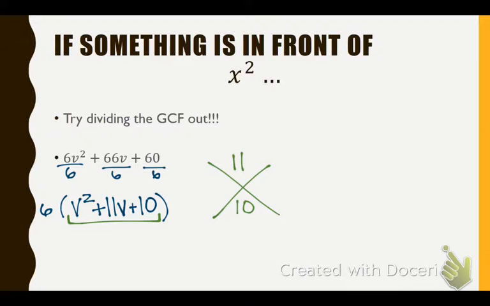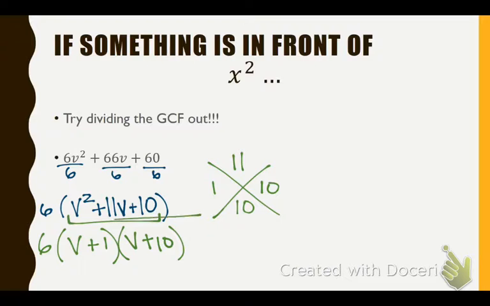Are they going to be the same sign or different? Same sign, and they're both going to be positive. So what are the factors of 10 that add up to 11? 1 times 10. So you're going to get 6 times v plus 1 times v plus 10.